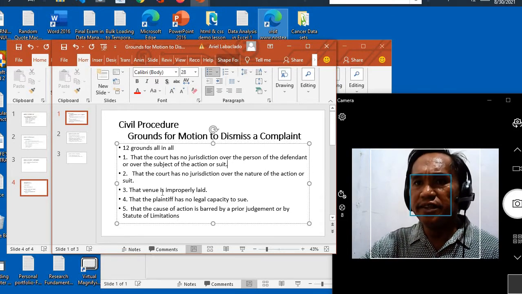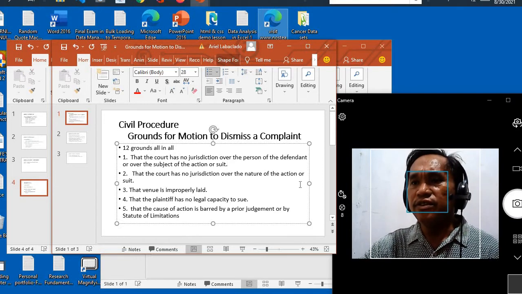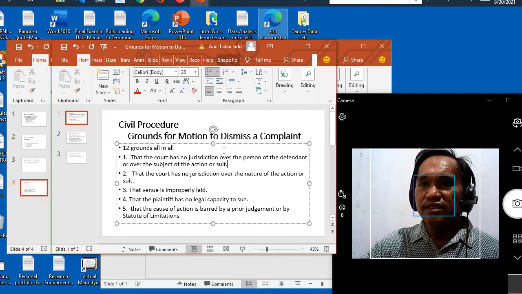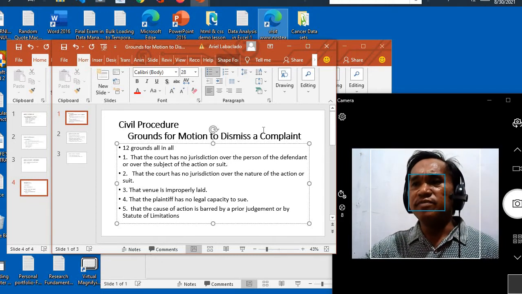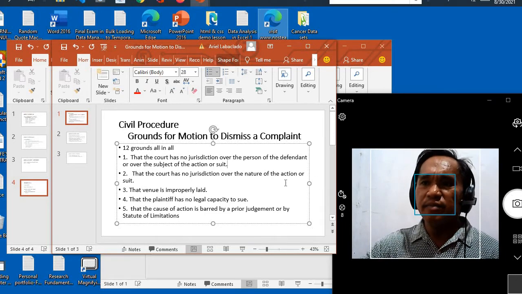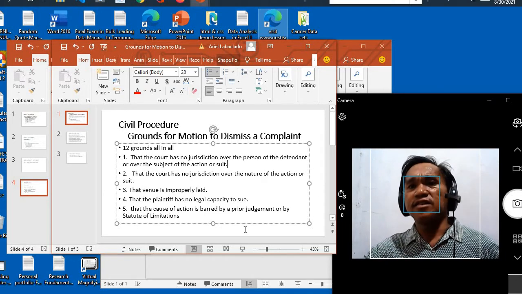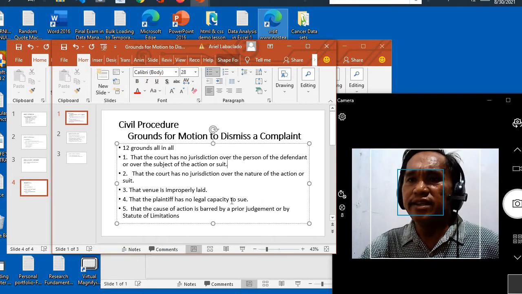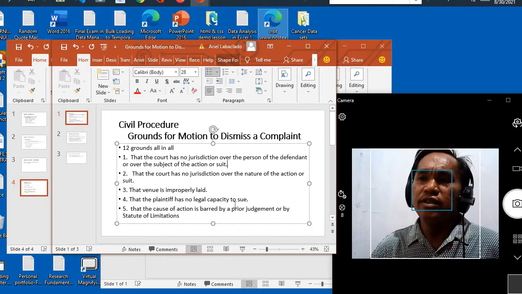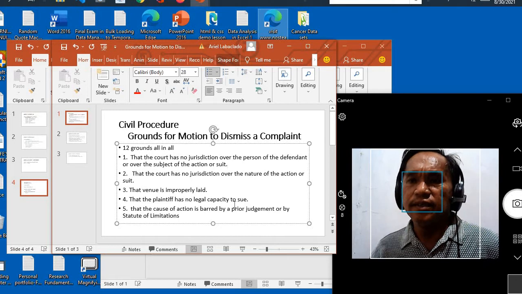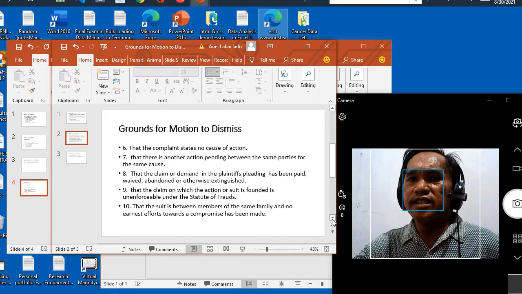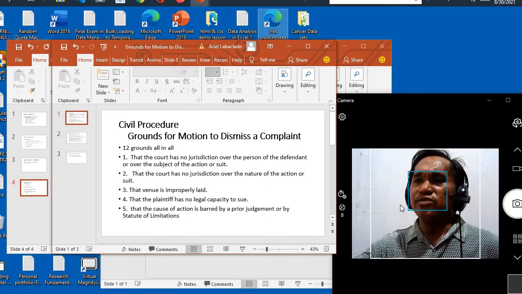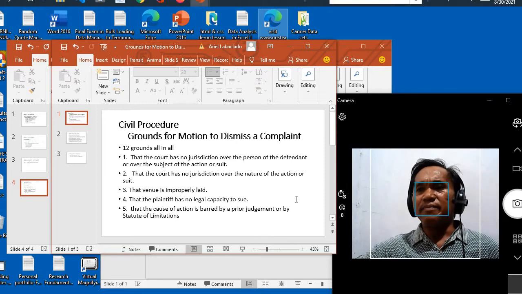Another, that the court has no jurisdiction over the nature of the action or suit. Later on, we will have illustrative examples for this in my subsequent videos. Then, that venue is improperly laid. So that can be a ground for motion to dismiss a complaint. Another is that the plaintiff has no legal capacity to sue.